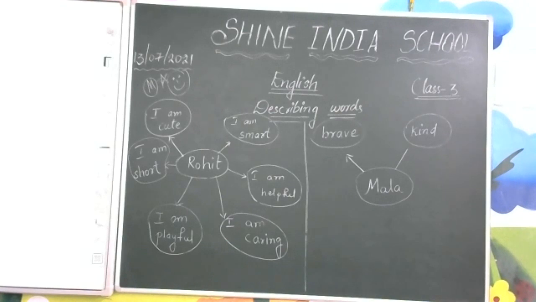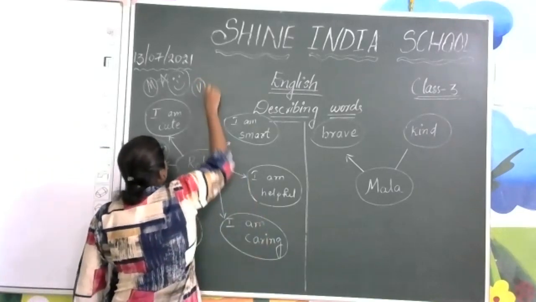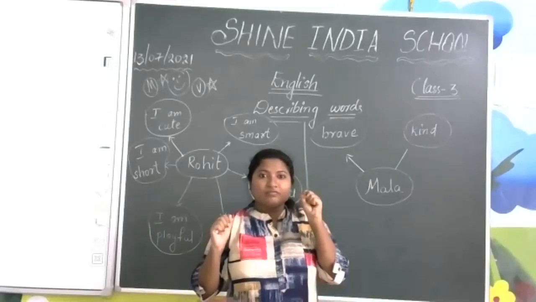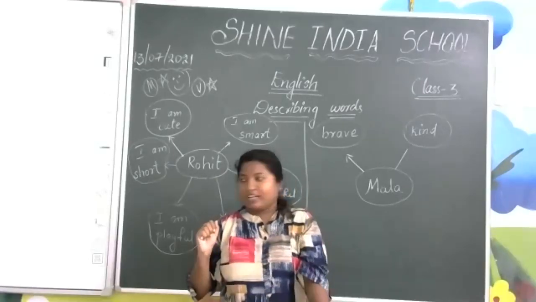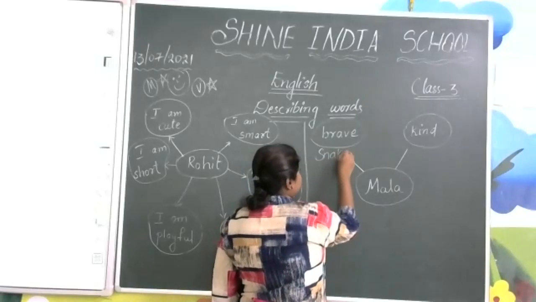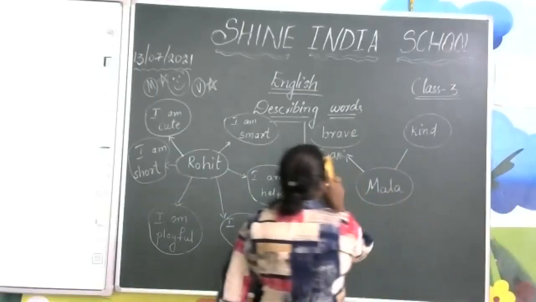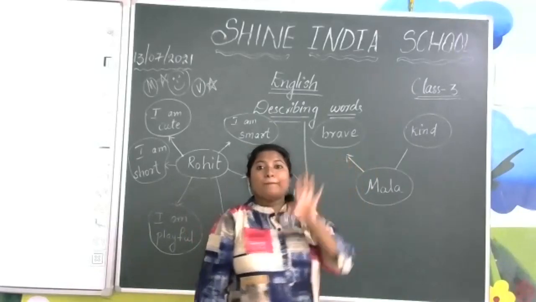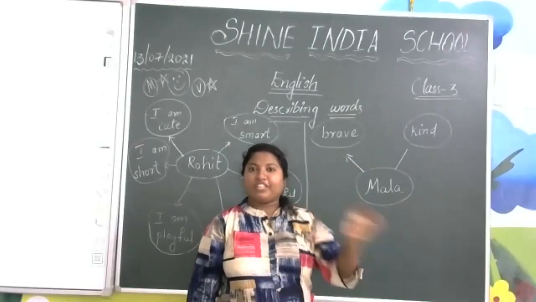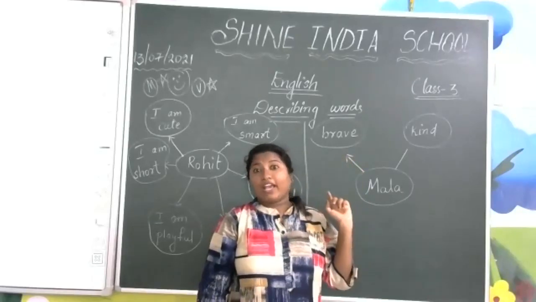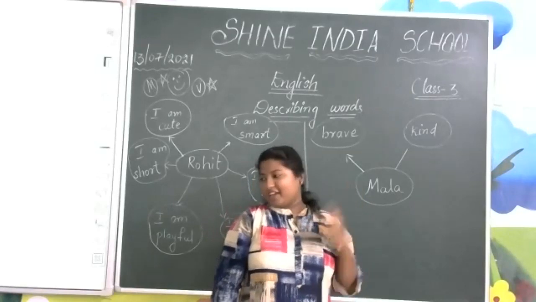She caught a snake. Very good. So she took the snake. She caught the snake and she slowly left it in the jungle. Yes. She left it in the forest. Mala caught the snake. I don't want you to write that, children. So Mala took the snake and left it in the jungle. That is the reason we say Mala is brave.